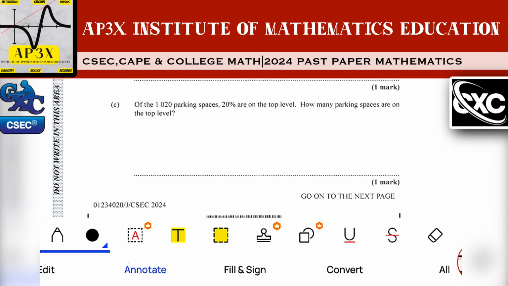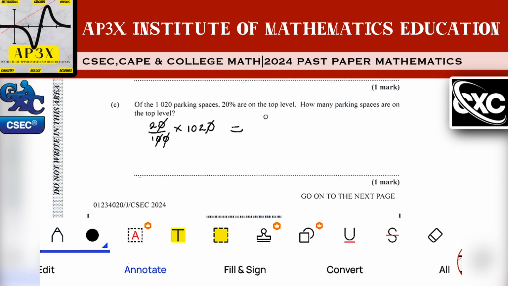However, let's continue here. Of the 1,020 parking spaces, 20% are on the top level. How many parking spaces are on the top level? So it's just going to be 20 over 100 multiplied by 1,020. All right, so we could just use this 0, cancel this 0, and this 0, cancel this 0.